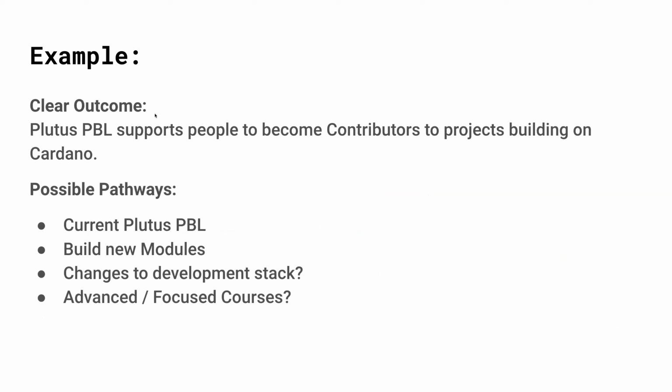So another example of a clear outcome, I would like to see that Plutus PBL supports people to become contributors to projects. Right? This is the core goal of Plutus PBL. Some people will stick around in partnership and contribute to projects together. Others are going to get what they need from Plutus PBL and go start their own things. And both of those are perfect expressions of this outcome. Okay. So what are the pathways there?